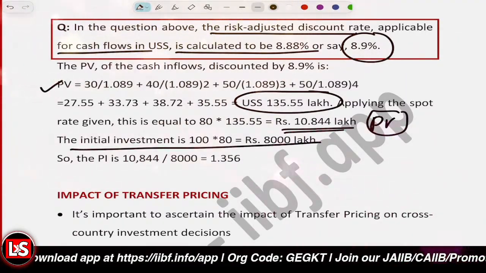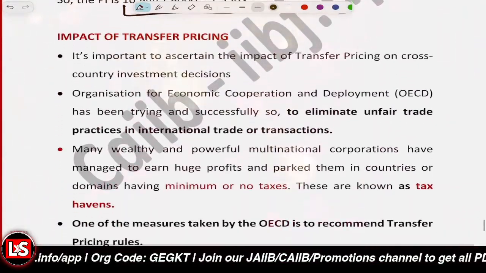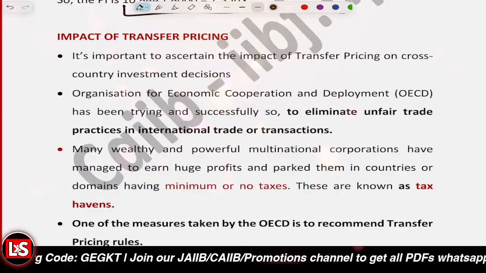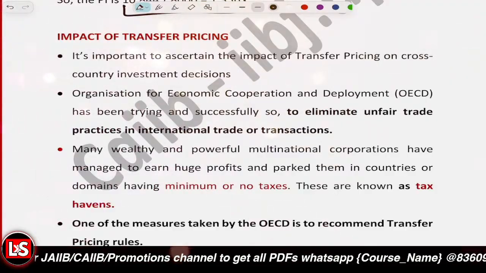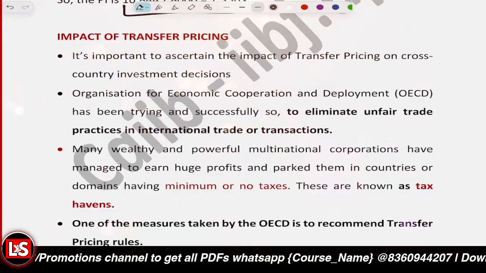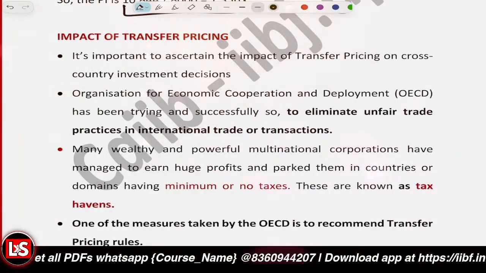So we calculate the profitability index to be this. Okay, now let's have a look at the impact of transfer pricing. So transfer pricing refers to what? Like the pricing of goods, services, intellectual property.